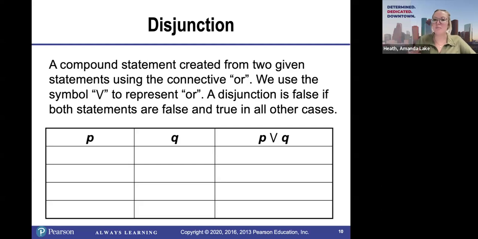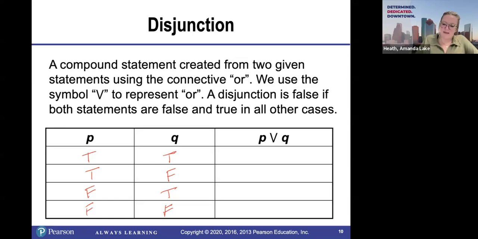Again, we have these situations: P could be true and Q could be false. They could both be true. We could have P true, Q false. We could have P false, Q true, or P false and Q false. So P or Q is only false if both statements are false.